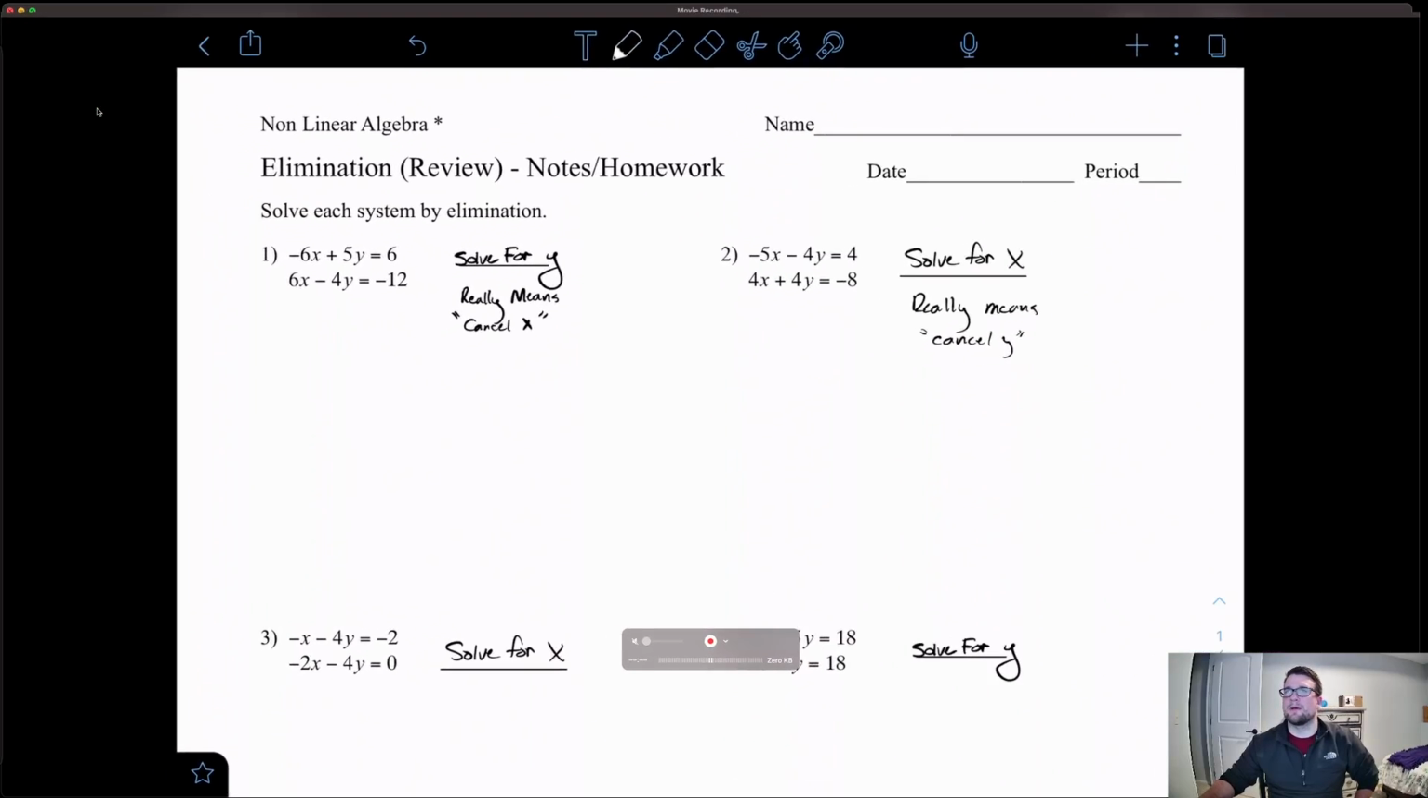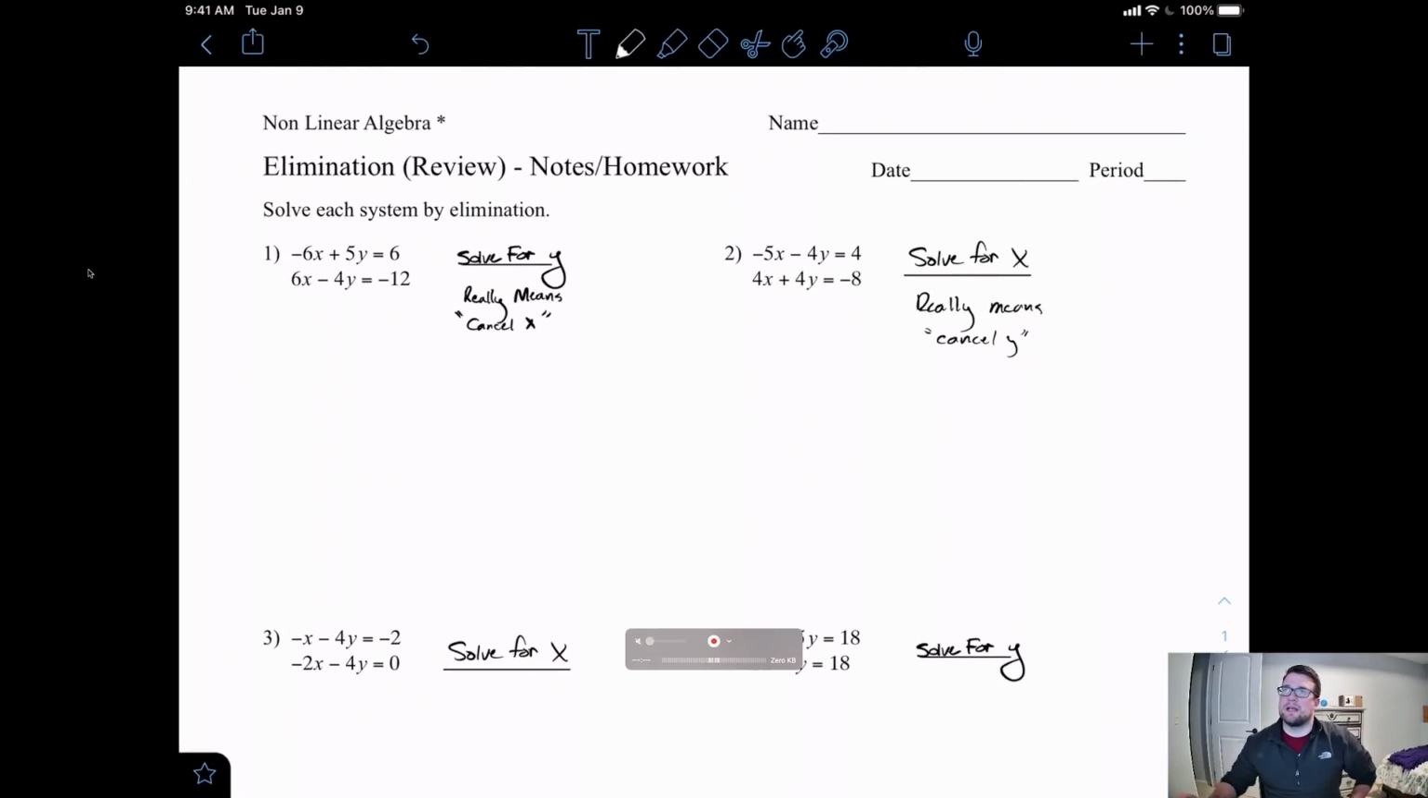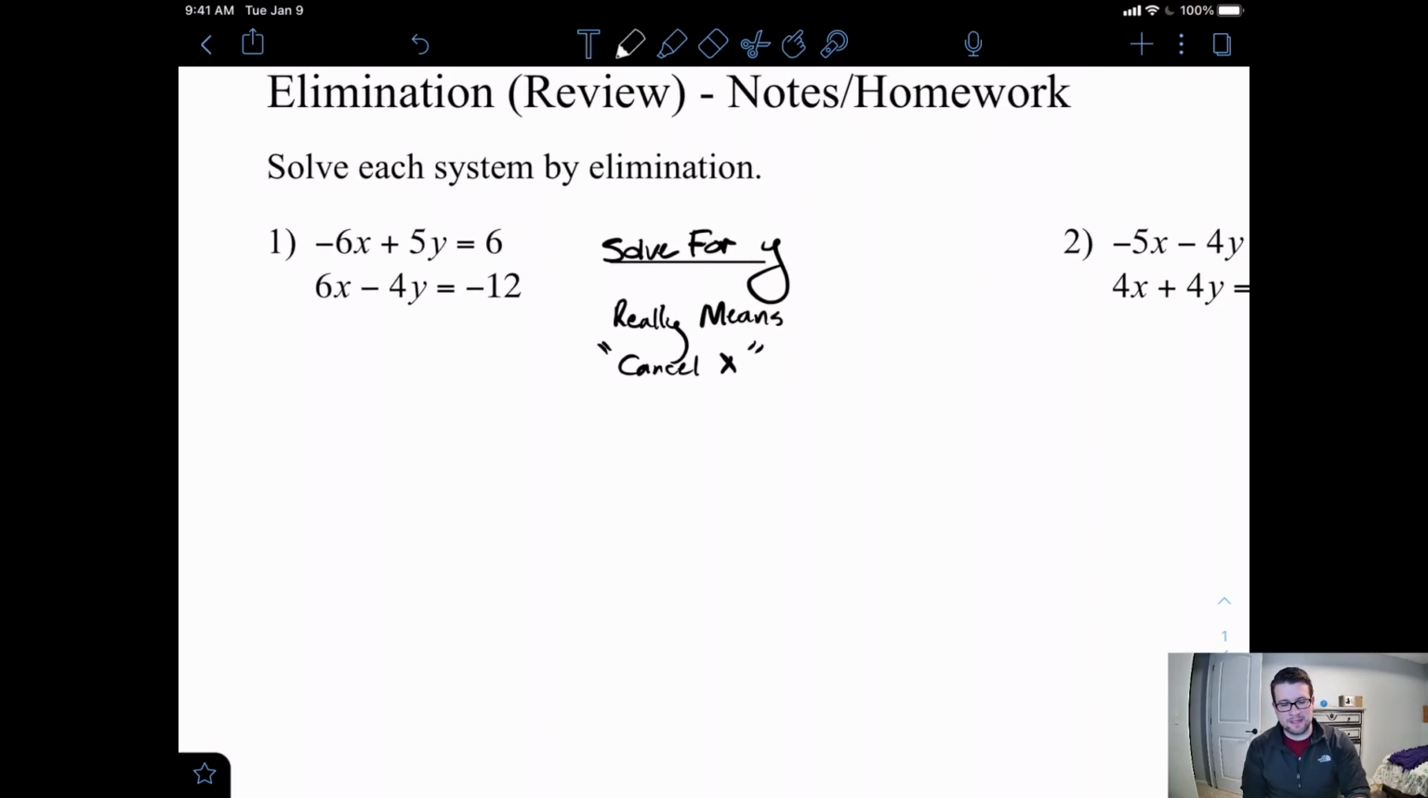All right, welcome back, everybody. Today we're going to be talking about our elimination test tomorrow. So tomorrow, when you take your test, some of the problems you're going to see are going to look just slightly different. And what I mean by different is you're going to get a little bit different set of instructions.